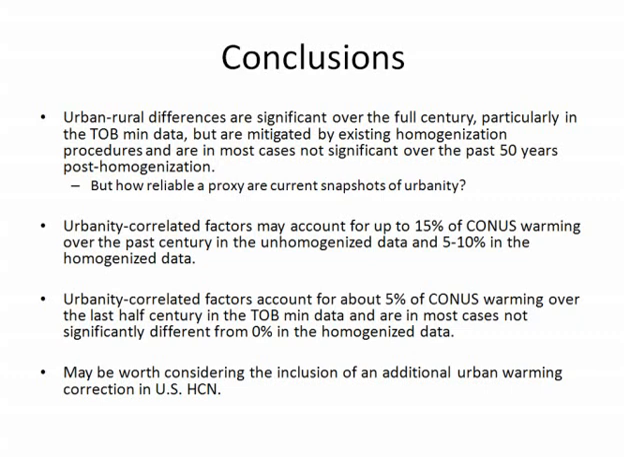So to conclude quickly, urban and rural differences are significant over the full century, particularly in the time of observation adjusted min data, but they're mitigated by existing homogenization procedures, and in most cases are not significant over the past 50 years post-homogenization. It's sort of an open question for us how reliable our urbanity proxies are going back 100 years. Obviously, except for the population growth proxy, we're taking a current snapshot of urban form, and a current snapshot of urban form isn't necessarily what urban form looked like in 1930.